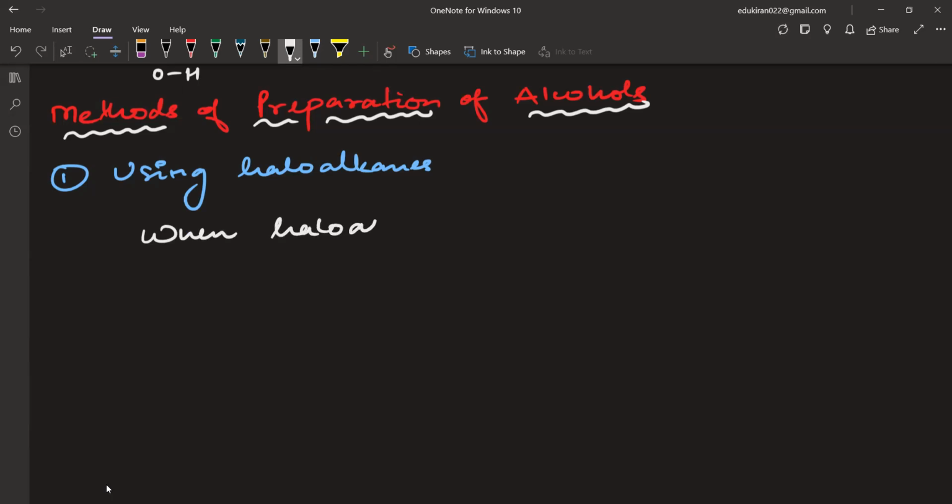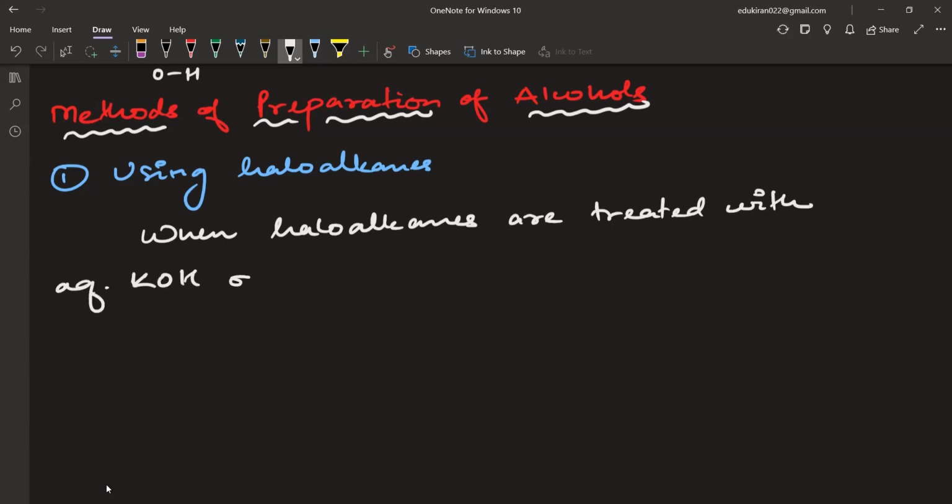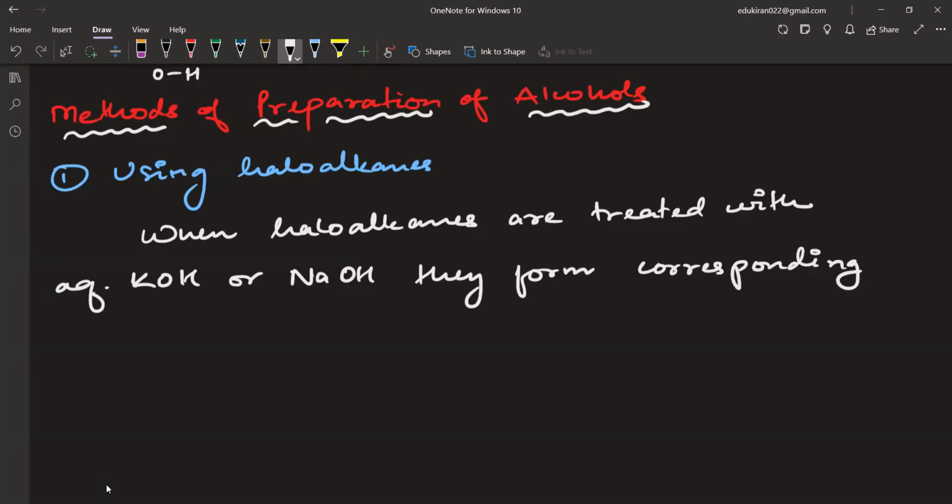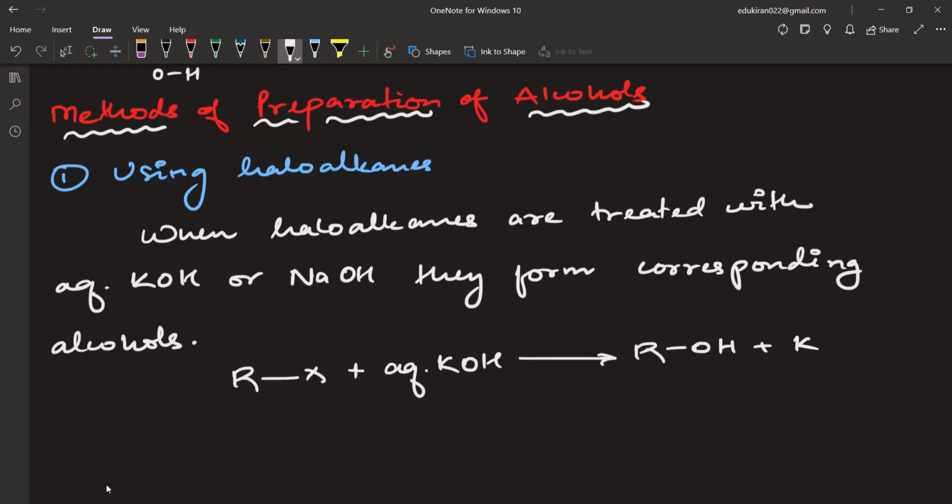When haloalkanes are treated with aqueous KOH or NaOH, they form corresponding alcohols. So you have RX plus aqueous KOH, and you are going to form what? ROH plus KX.